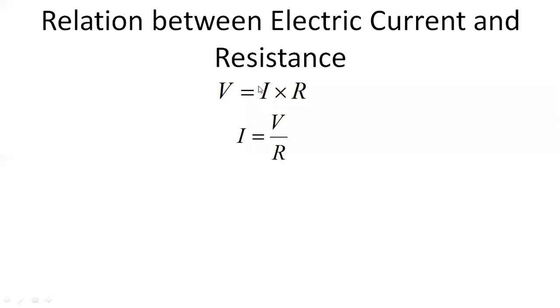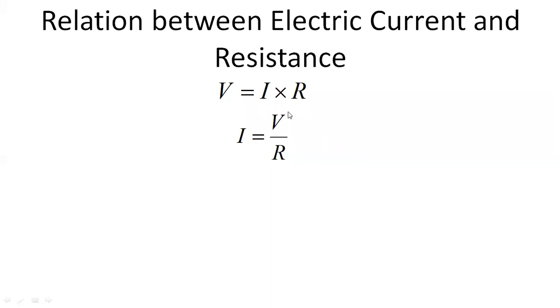Now suppose if I keep I as it is, and if I want to transfer R to the other side, R is in multiplication here. So once it reaches V, it will go into division. So it has become a new formula, I is equal to V by R.